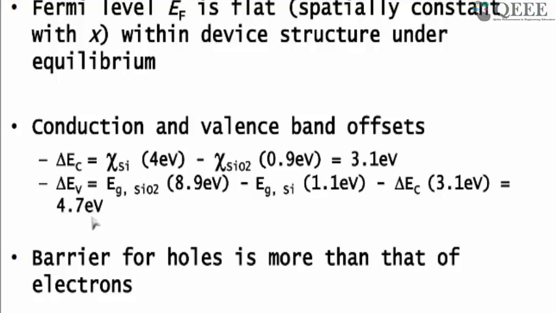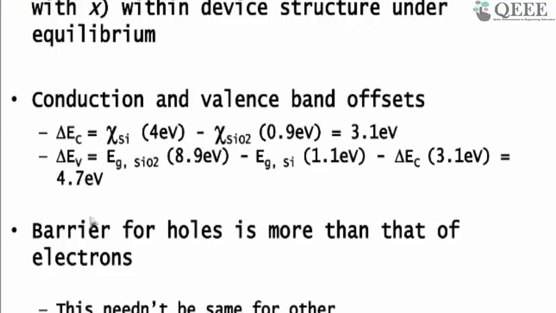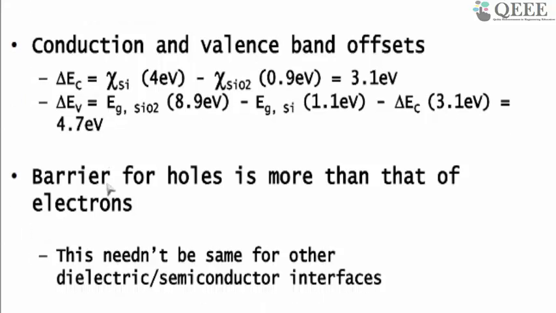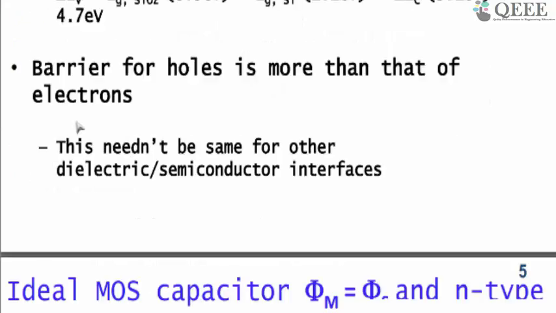That shows it's kind of a barrier for electrons from silicon to silicon dioxide. Similarly, the valence band discontinuity is a barrier for the holes to escape from silicon to silicon dioxide. It's more than that of electrons. These numbers are only true for the silicon dioxide system. It could be different for any other dielectric or semiconductor interfaces.